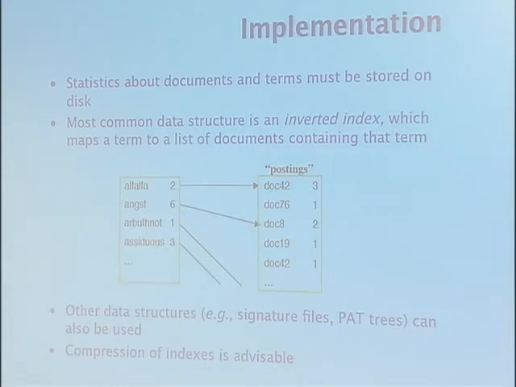Okay. So at retrieval time then, you take your query, you break it into terms, you go into your index here, and my query is alfalfa arbuthnot. So you go to alfalfa, you say, oh, here are all the documents that contain alfalfa. And here are all the documents that contain arbuthnot. And now you have a list of documents that contain one or more terms. And now you do your similarity comparison only on those documents.